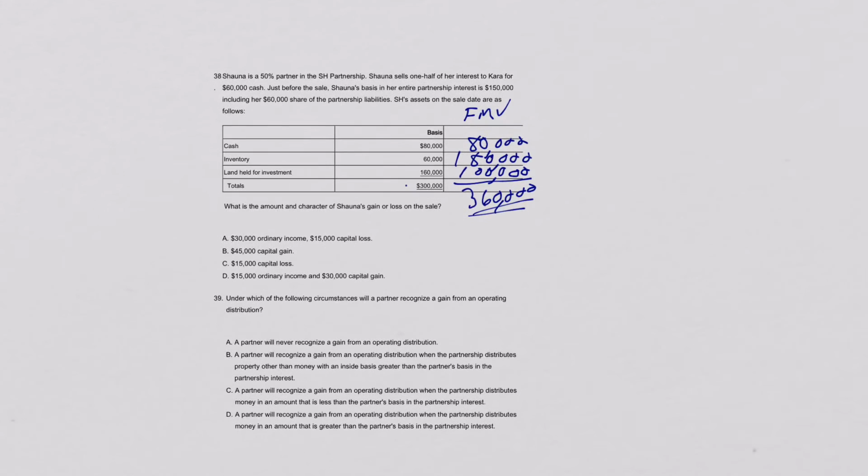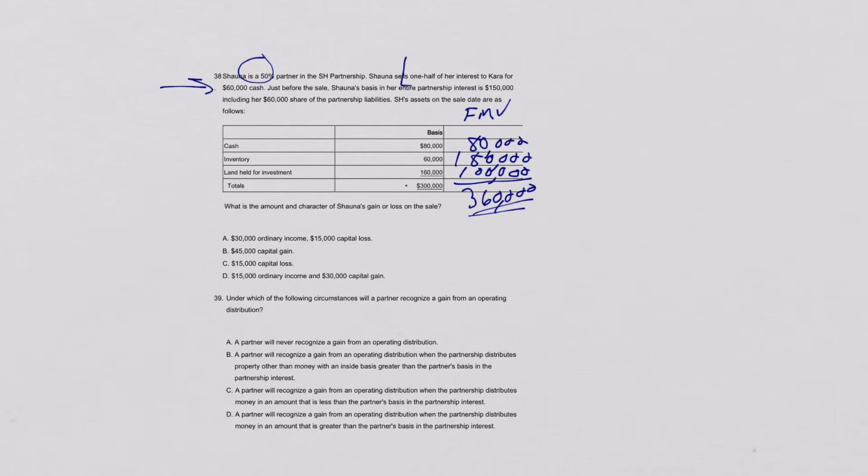Just trying to get the economics. You see what I'm doing? Taking a look at what we've got. All right, so we got a 50% partner. What happens? She's going to sell her shares. That's complete disposition, complete liquidation, so to speak. And what does she get for it? She gets 60 of cash. She sells it and she gets 60 cash.